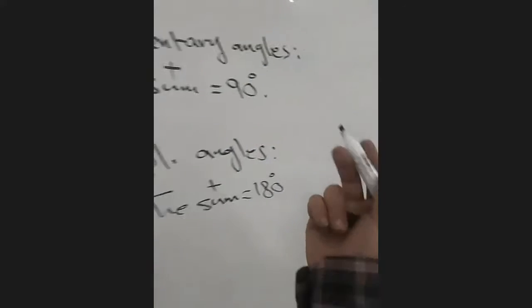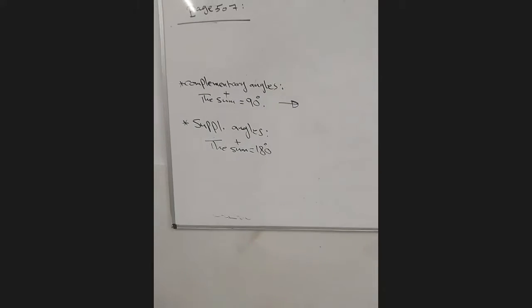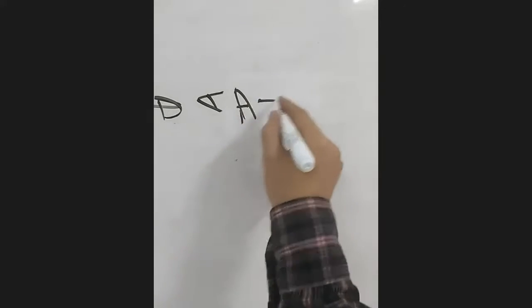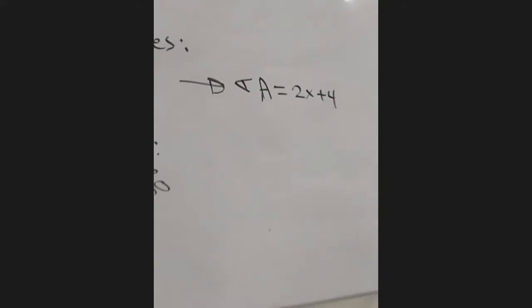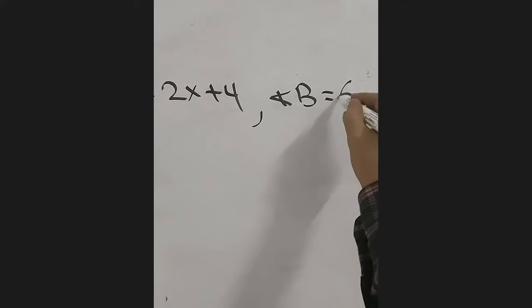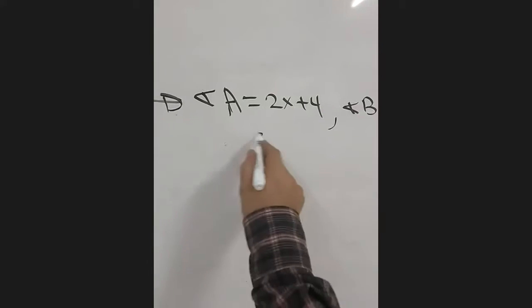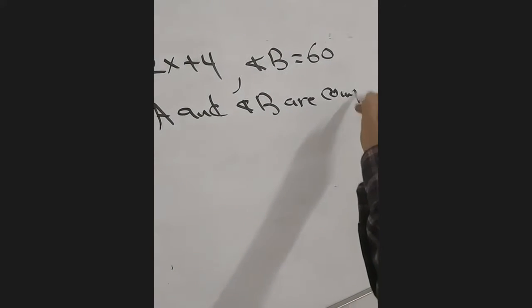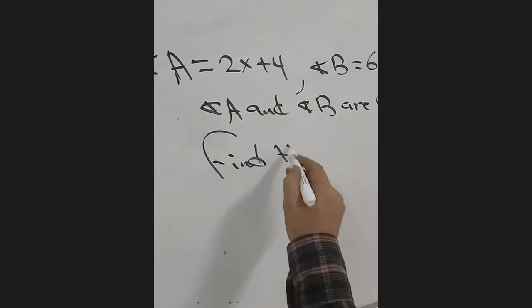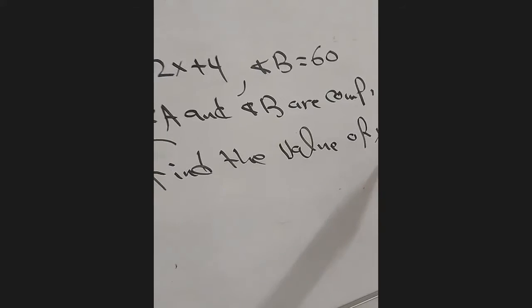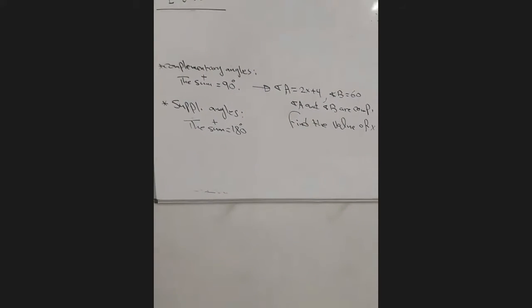I'll give you an example. Look here. I'll give you an example about complementary angles. For example, if we have 2 angles, angle A is 2x plus 4, and angle B is 60. Given that angle A and angle B are complementary, find the value of x. This is the kind of question I will ask you about pairs of angles.